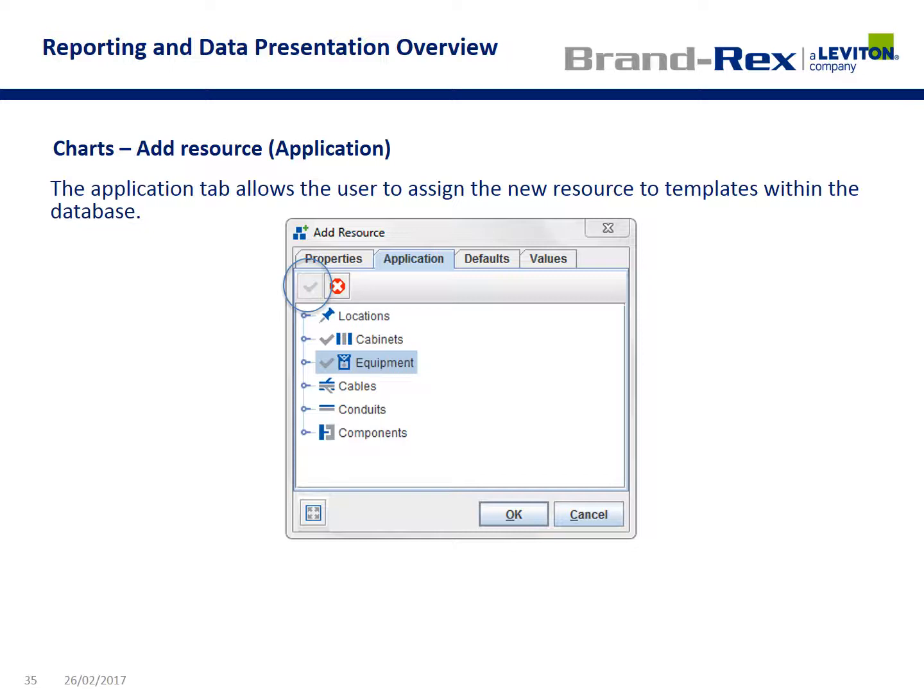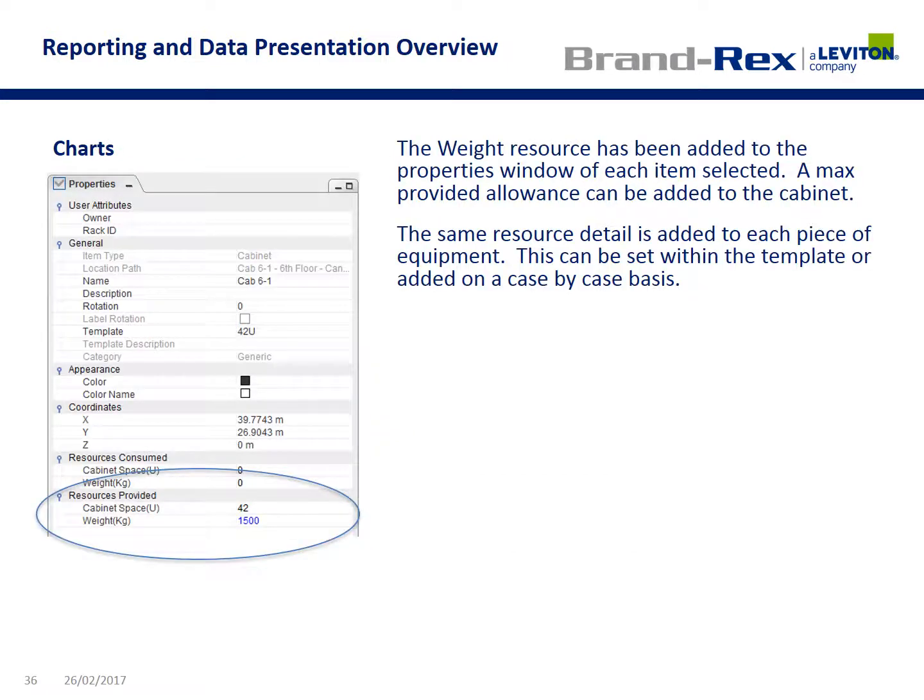This may take some time, depending on how many items you have selected. The weight resource has been added to the property window of each item selected. A max provided allowance can be added to the cabinet. The same resource detail is added to each piece of equipment, and can be set within the database or the template, either case by case or as a one-off.